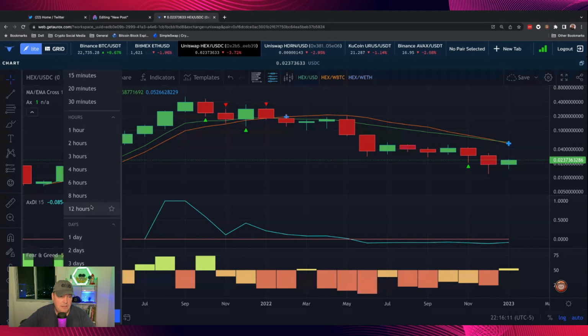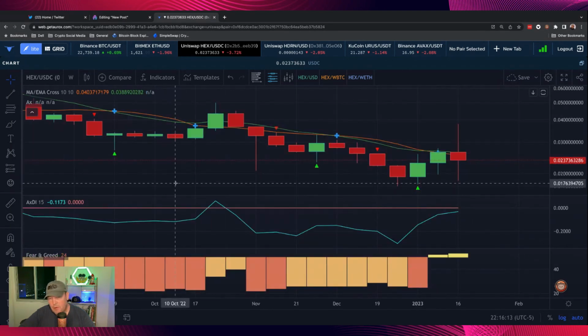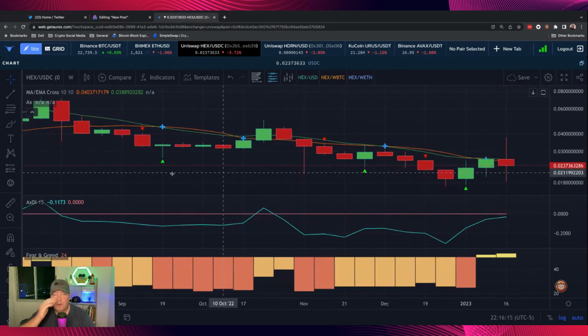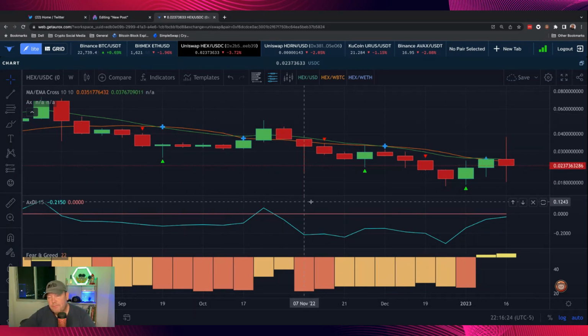Let's check the weekly. The only reason why I didn't show you the monthly for Bitcoin and Ethereum is the devs are working on a fix. They only show 2 months worth of history, but for anything that's on Uniswap, it's got the full history still.